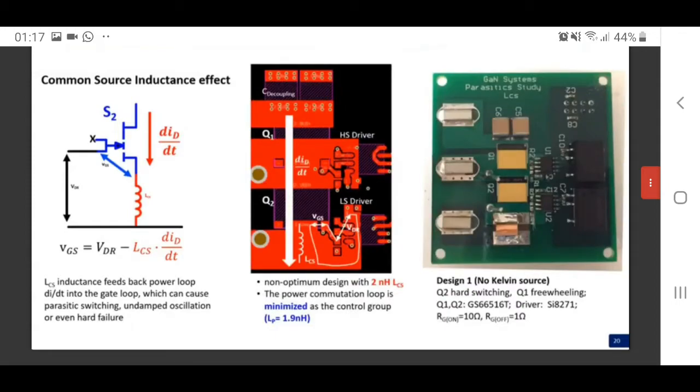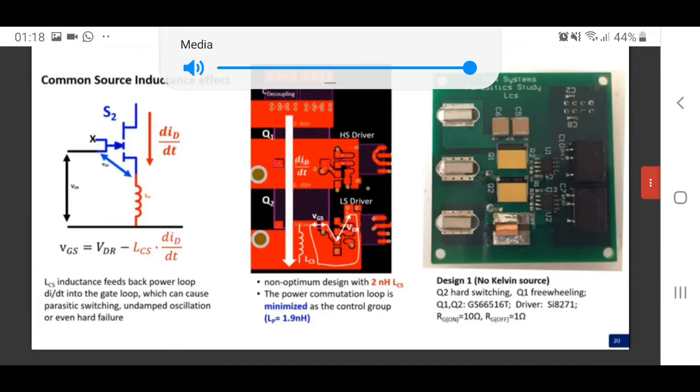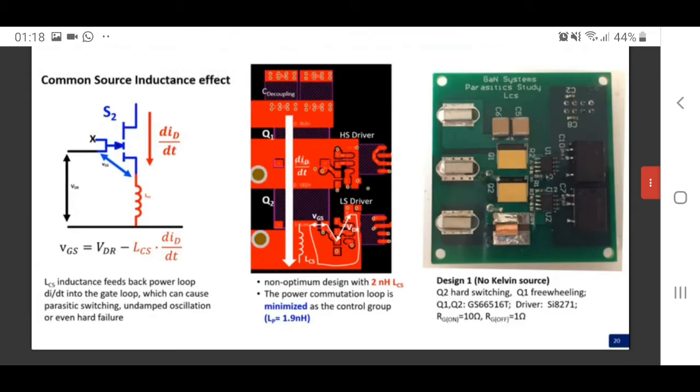This is a non-optimal design with about 2 nanohenry common source inductance. Instead of using a Kelvin connection, in this design, a big source polygon is employed to connect everything, I mean the power source, the drivers, everything together. So as you can see in the picture, the highlighted inductance is shared by both the power loop and the gate loop. So this is a common source inductance. In order to figure out the effect of the parasitics, I mean the common source inductance, we keep the rest the same. So the power commutation loop is exactly the same as the control group.